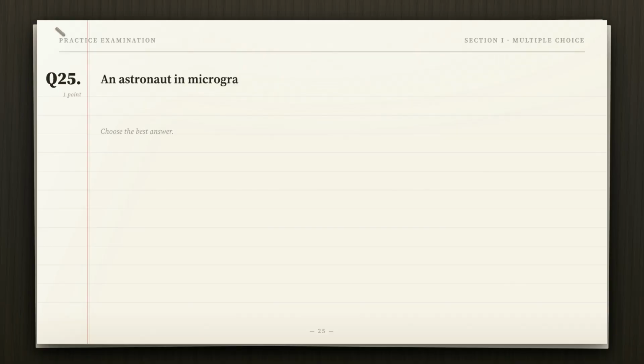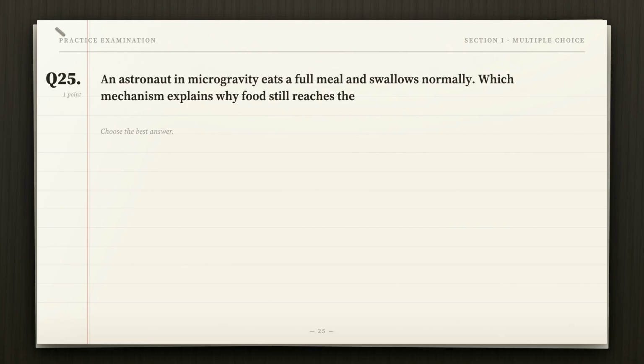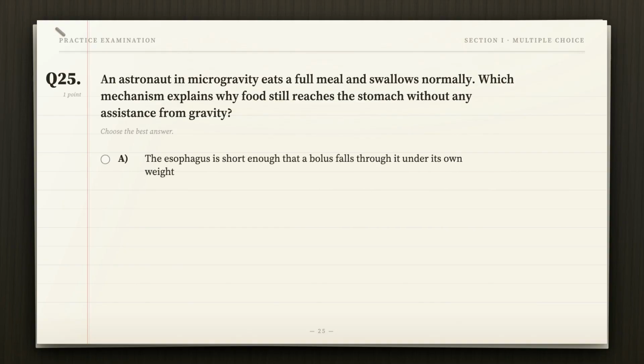Question 25. An astronaut in microgravity eats a full meal and swallows normally. Which mechanism explains why food still reaches the stomach without any assistance from gravity? Your options are A. The esophagus is short enough that a bolus falls through it under its own weight.